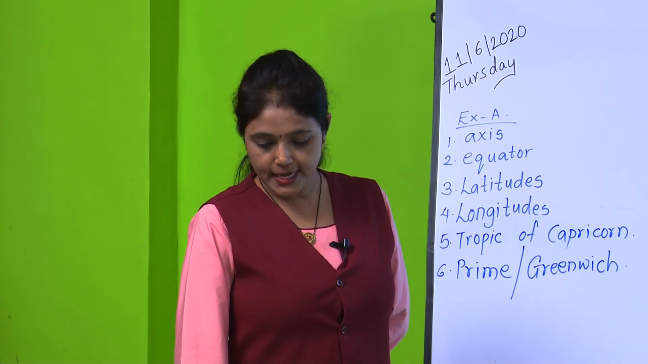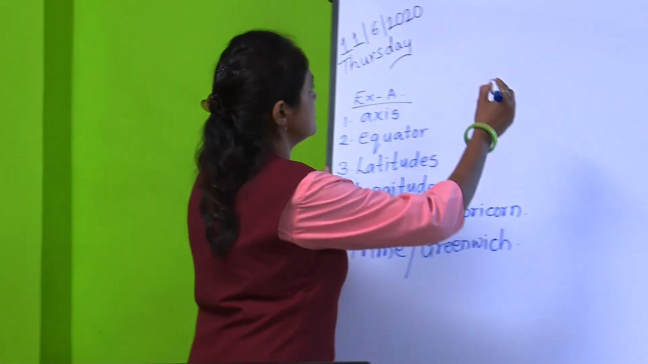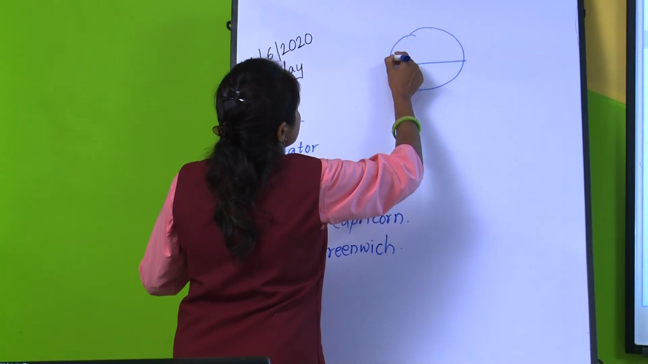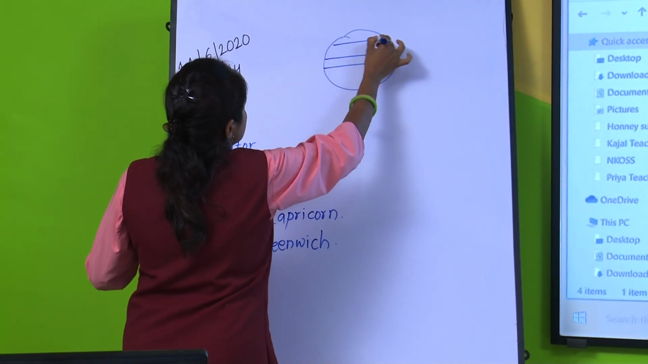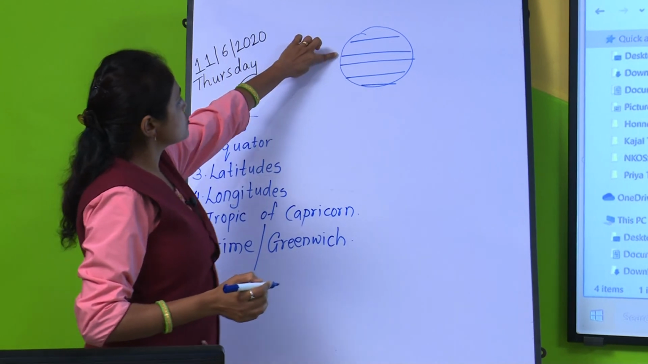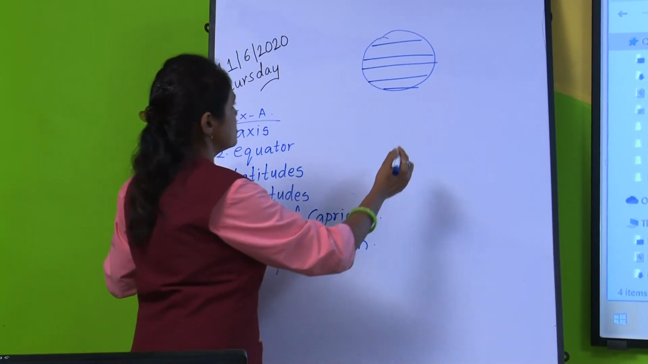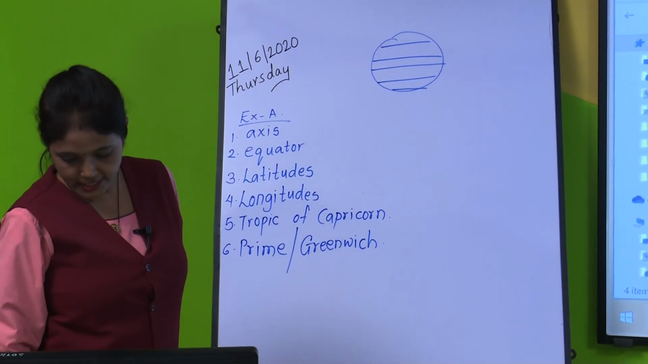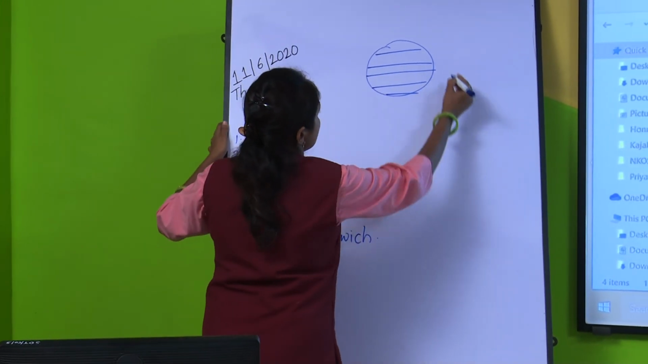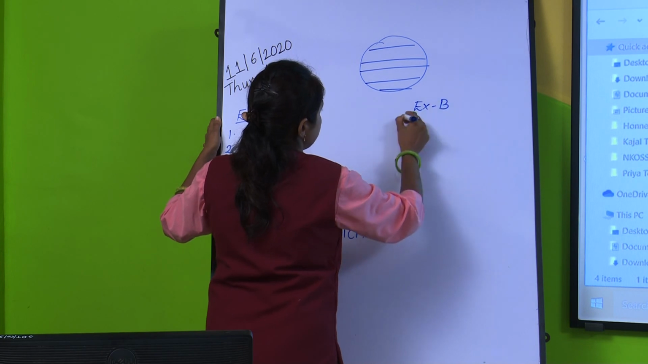So first one is Arctic Circle. Now where is Arctic Circle? I will draw the picture here. This is the Equator. Here we have two important latitudes. This is Tropic of Cancer. This is Arctic Circle. Very good. So where is it? It is towards 66.5 degrees north.